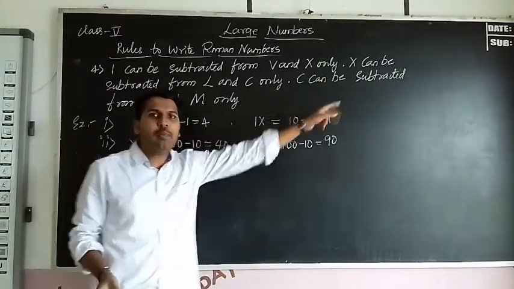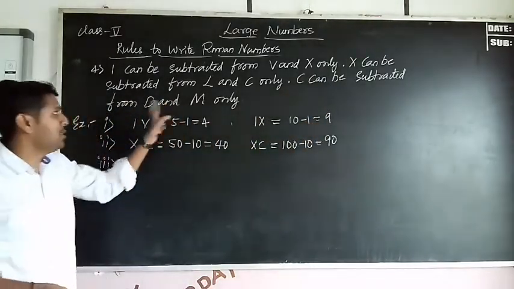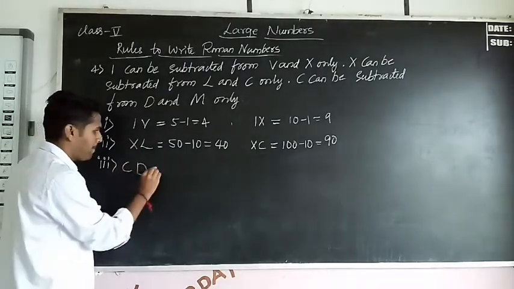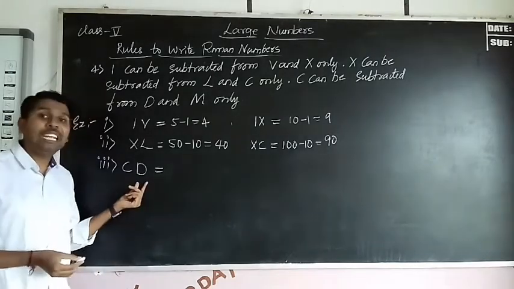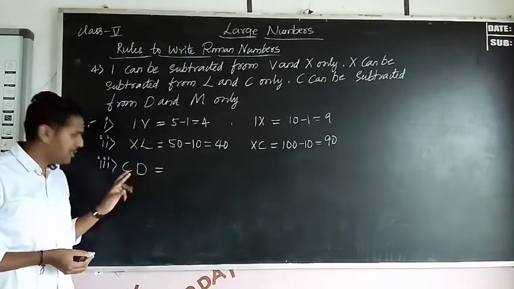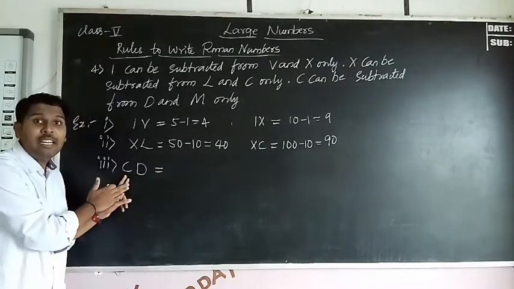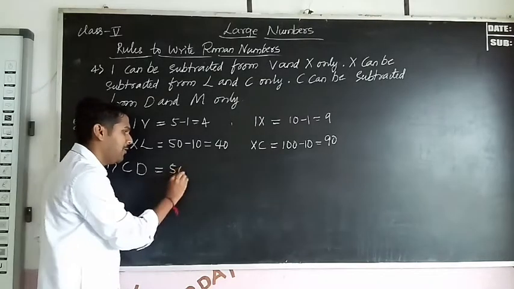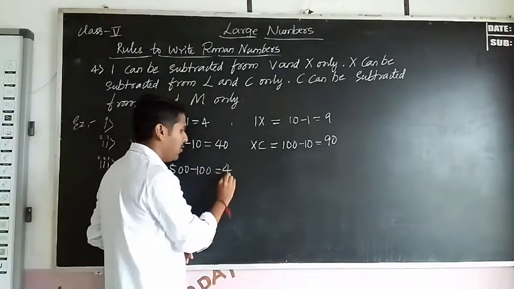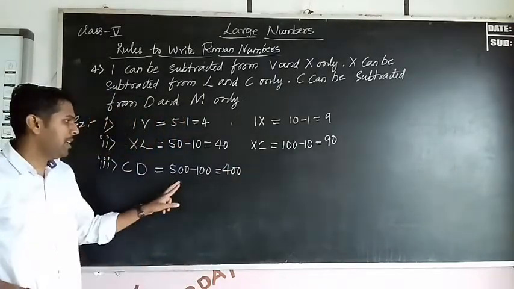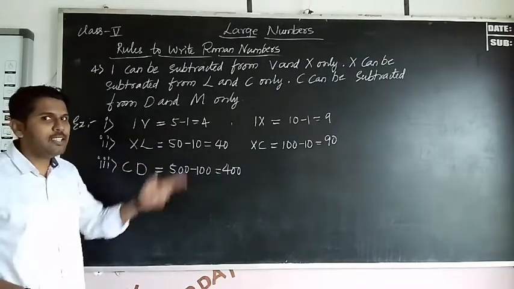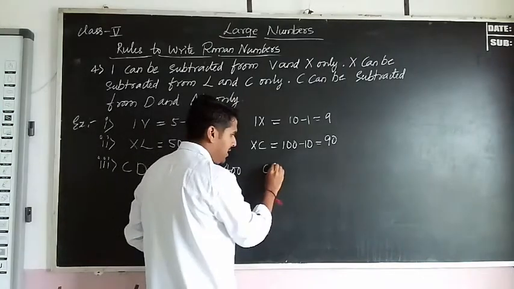So next, third one, C can be subtracted from D and M. So D and M, no. So place C before the D. What is the value of D? D value is 500, no? 500. So C value is 100. So smaller value is placed before the larger value. So that means subtraction. 500 minus 100. So what will be the answer? That is 400, no? 500 minus 100, 400. Again, C can be subtracted from another letter, that is M, no? CM.